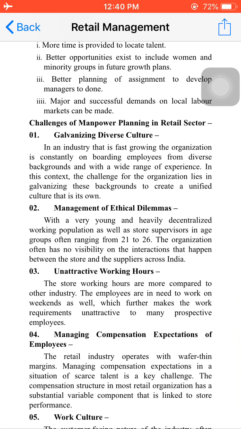So the next topic is challenges of manpower planning in the retail sector. We shall go through this topic in your next class. So whatever I have covered with your human resource management and human resource planning, please try to study the things, guys. Thank you.